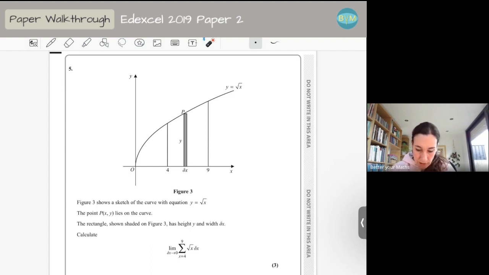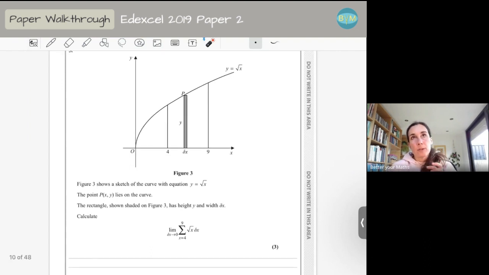You are able to approximate a sum of little vertical bars, the areas of those bars, by an integral. So it's an approximation of the integral under a curve. What you need to know is, they say, you have a sketch of this curve, root x. Point P lies on the curve, so I have a point x, y. The rectangle that they have shaded, the area is this one.